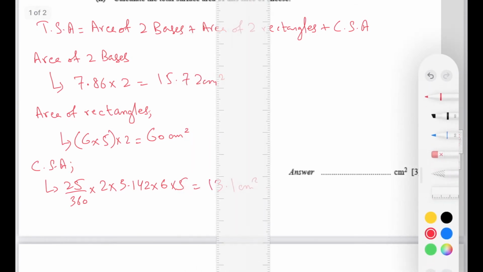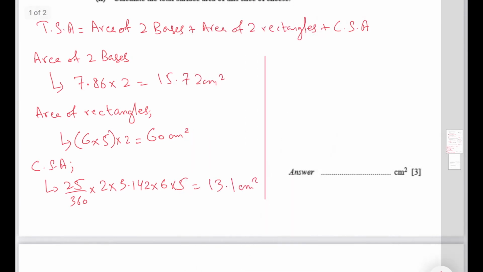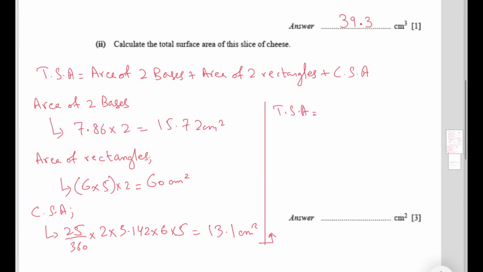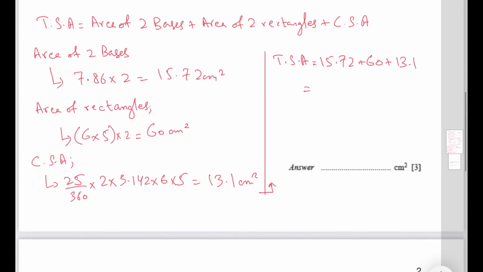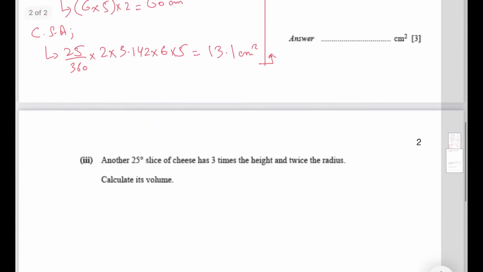So when we have all of this, we need to find the total surface area. So we do total surface area is equal to 15.72, that's the area of the two bases, plus the area of rectangles, which is 60, plus the area of the curved surface part, which is 13.1. Let's add all of this up. So you do 60 plus 13.1 plus 15.72, and our total surface area comes out to be 88.8 centimeters squared. We write our answer over here, 88.8.